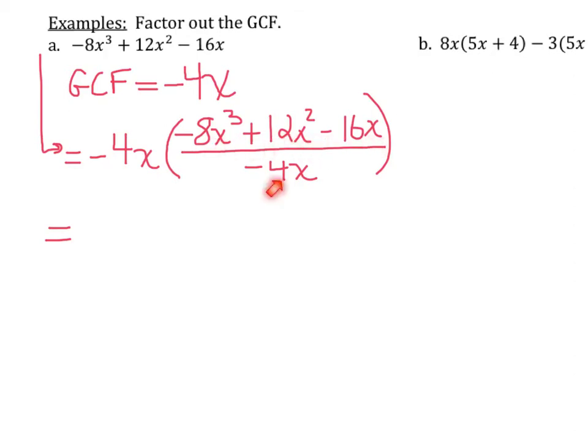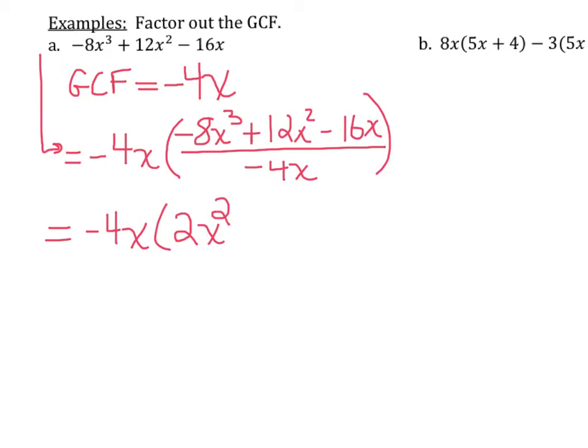So I've got to take this negative 4x and divide it into this first term, this second term, and this third term, right? And so what we're going to get here is I'm going to still have my negative 4x on the outside. And when I divide the negative 8x cubed by the negative 4x, the negative divided by a negative is a positive, and 8 divided by 4 is 2. X cubed divided by x is x squared. So I'm going to get a 2x squared.